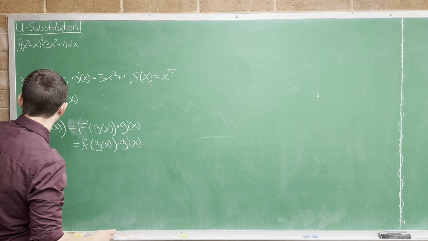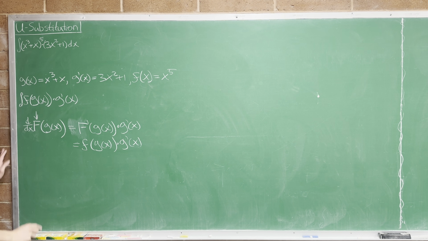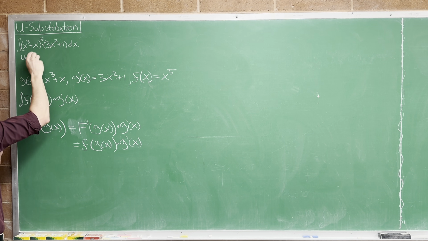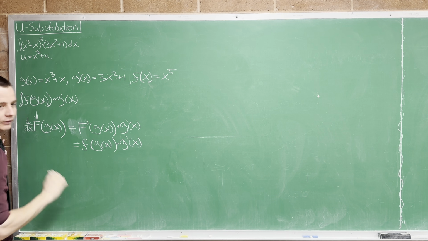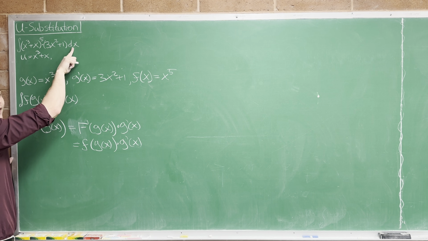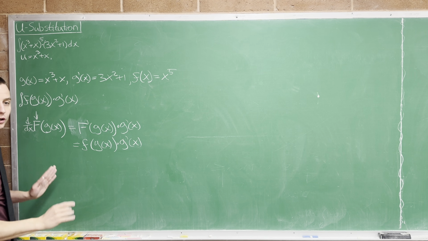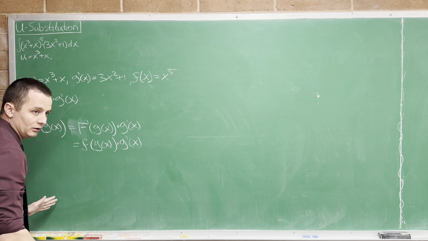Okay, so here's what we do. We usually let a u represent the inside piece that we're going to be talking about, our g of x. So I'm going to call u this thing right here. So I'm going to say u is equal to x³ plus x, exactly what we had our g of x equal to. Now, our problem here is we have that dx. If we're going to do a u-substitution and rewrite things in terms of u, we need to integrate with respect to u, not with respect to x.